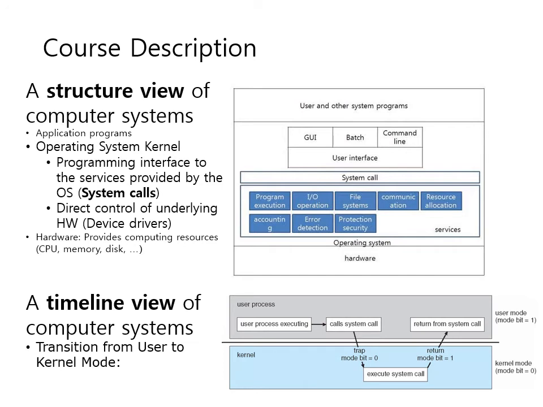The lower figure of the slide shows a timeline view of the computer system. The user program runs first in user mode. We call the running program a process. When the process reaches a system call, a transition from user mode to kernel mode occurs. The kernel now runs in kernel mode. After completing the service, the kernel returns control to the user process while changing the mode to user mode.